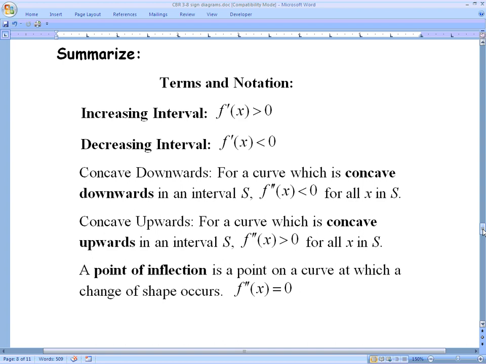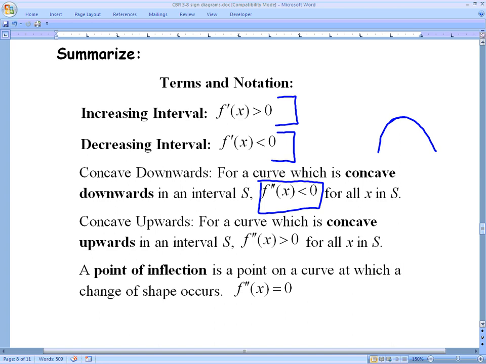We'll finish with these notes and then call it a day on this video. Increasing interval. Our graph is going up anywhere our derivative is greater than 0. Decreasing interval. Our graph is going down, or has a negative slope or collection of slopes, whenever the derivative is less than 0. Concave downwards. Our curve is curving down, like a parabola that opens down, all of that is concave down. That's wherever our second derivative is less than 0, or our second derivative is negative.